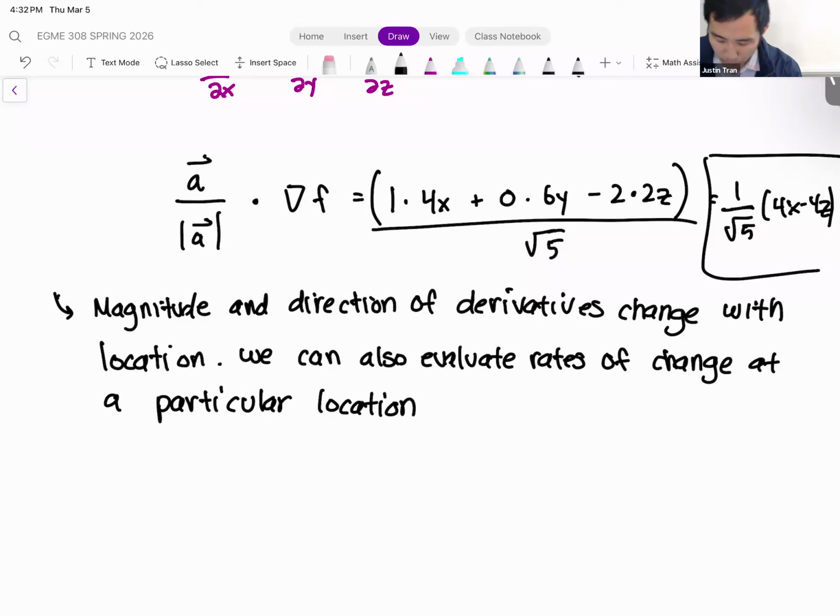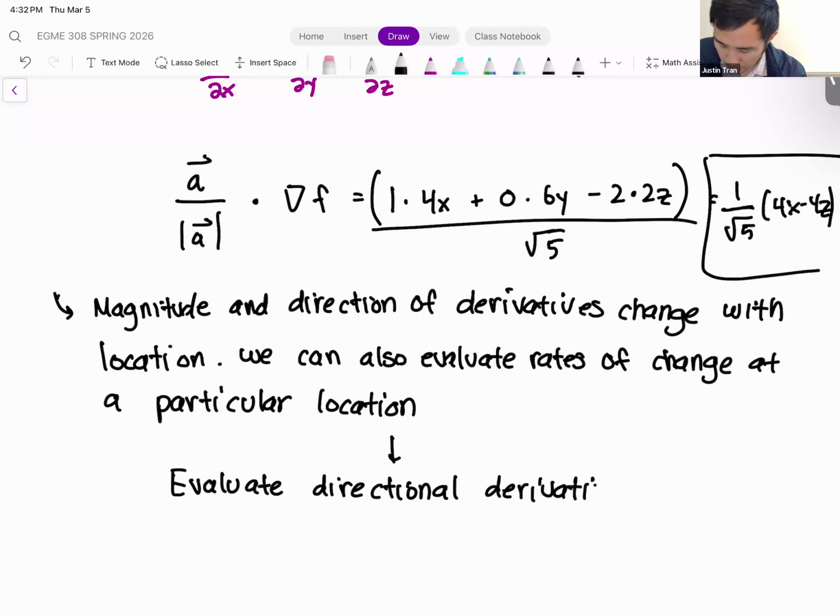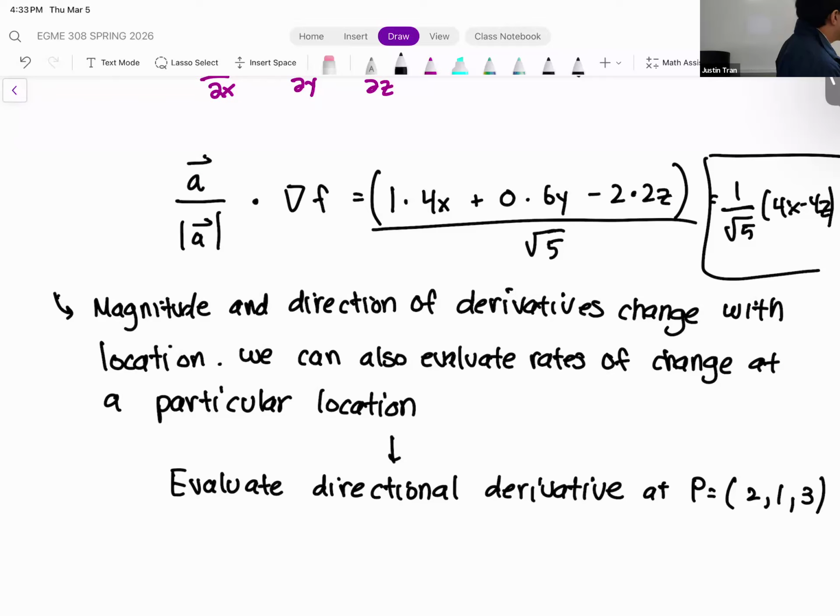Okay, so for example, let's evaluate our directional derivative at the point P is equal to 2, 1, 3. That's some location that we are going to evaluate at. Essentially, we're just going to plug in our values for x, y, and z based on that point.